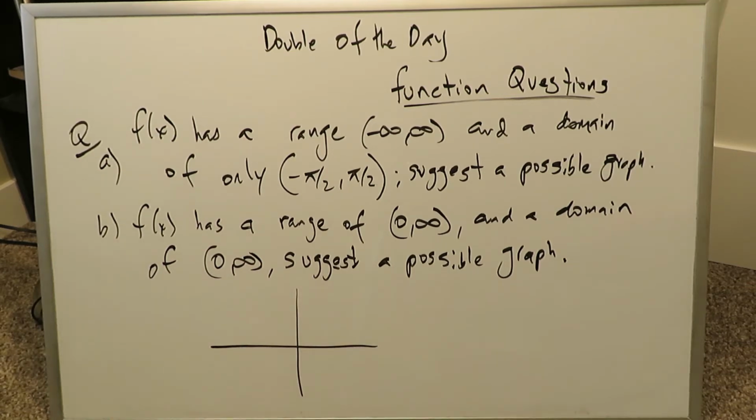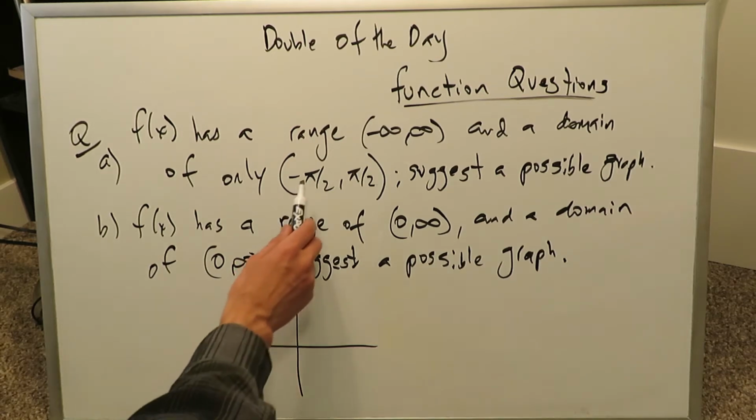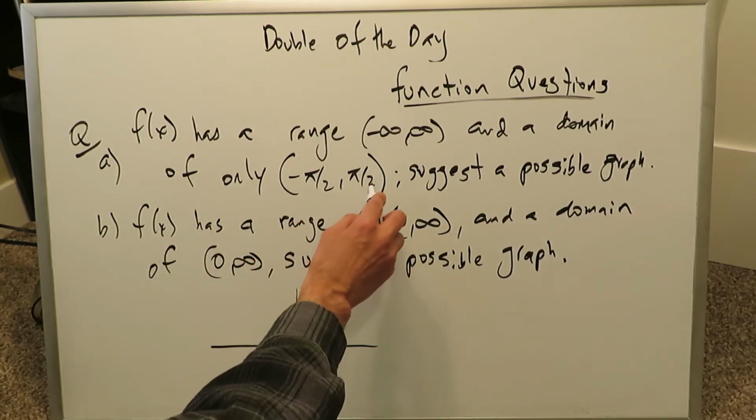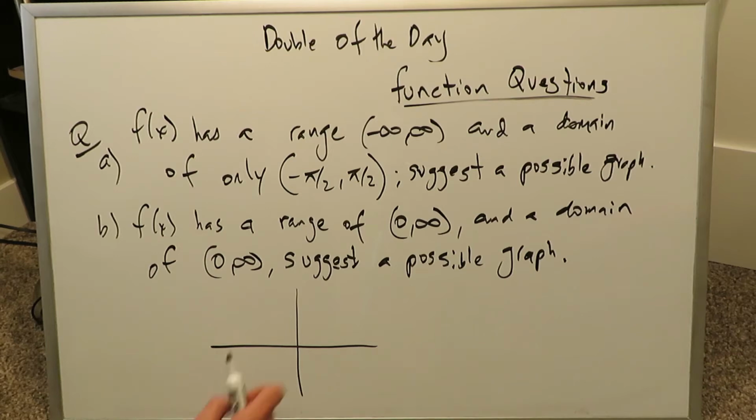You always start these types of questions with the domain that is suggested, and you mark your domain. Our domain is from minus pi over 2 to pi over 2. You're thinking of some sort of trigonometric function because of that. We can say minus pi over 2, right? And we can draw this.